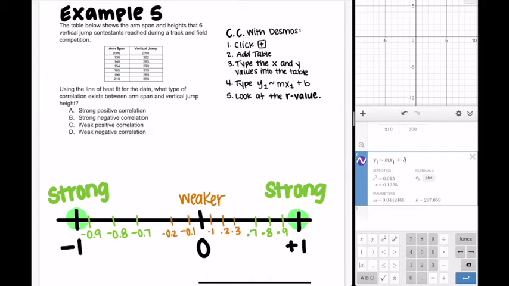So our R value in this data set is 0.1225. So we're really looking at that 0.1 number. 0.1 is really close to 0. Now we just have to determine positive or negative. Well, since this is a positive number, that is a positive relationship. If this were a negative 0.1, it would be a negative weak relationship.